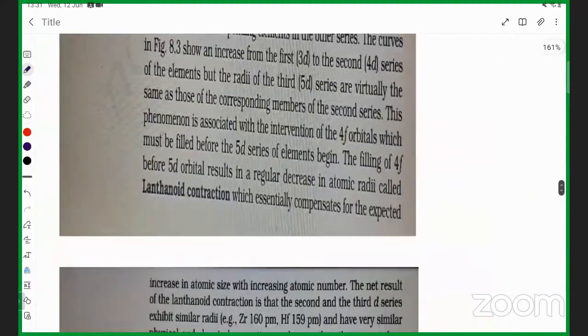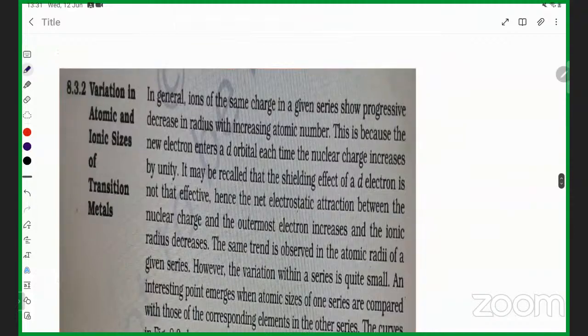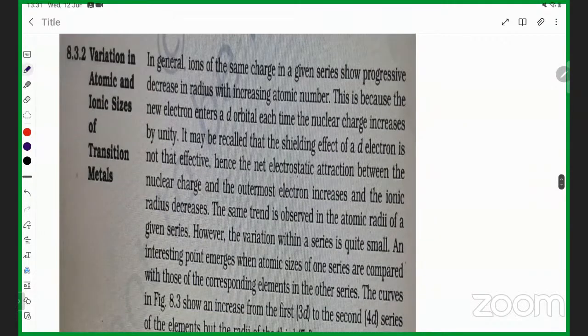What is the reason here? You see the variation of atomic and ionic radii. Are you seeing this one? Okay. They are saying in general, ions of the same charge in a given series show a progressive decrease in radius with increasing atomic number.